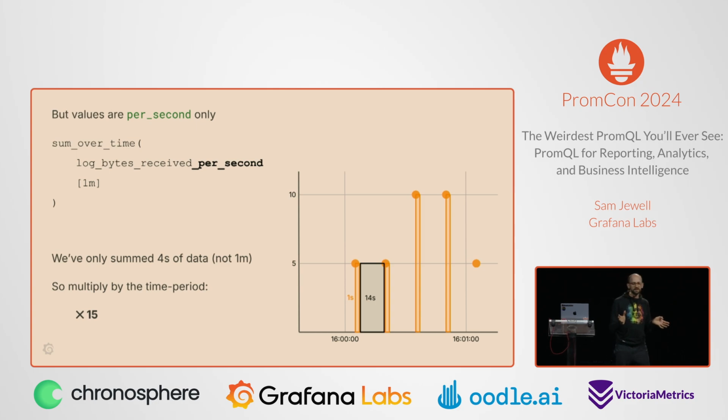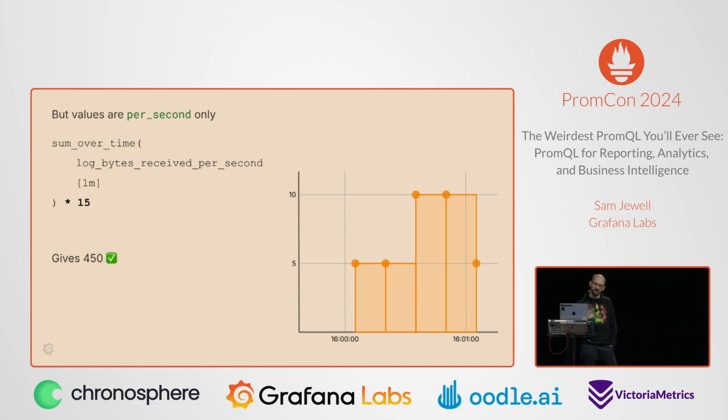But the trouble is, the bytes received per second is exactly that. It's per second. So what it's telling us is 5 bytes were received in that 1 second, 5 bytes in that second, 10 in that second, and 10 in that second. So we've summed up the bytes received over 4 seconds and not over a minute. We'll fix that by multiplying by the time period. We'll multiply by 15. This is not in the docs. I've opened a pull request, so we'll see what happens there.